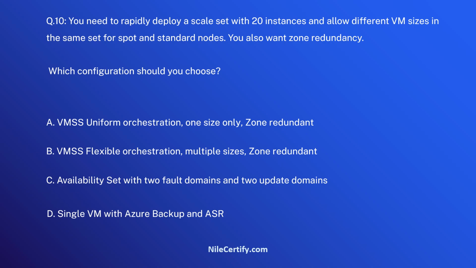Option C, availability set with two fault domains and two update domains. Availability sets are great for intra-data center redundancy, but there is no automatic scaling or zone redundancy, and also it doesn't support different VM sizes per se in a scale out scenario. So this is old school for VM high availability, but doesn't meet any of the core requirements in this case. So this one is incorrect.